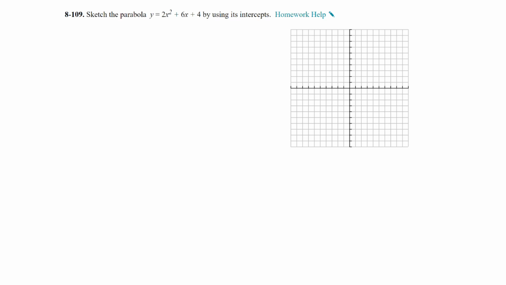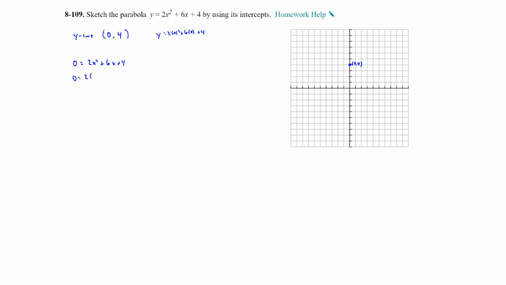Question 109. Sketch the parabola by using its intercepts. So we're going to work through and find the x and y intercepts. We can start by the y-intercept just because that's the easy one to do. By plugging in 0 for x, everything cancels out except for the constant. You don't really need to show this work, but just showing you why it is equal to 4. So we know the y-intercept is at 0, 4. And then to find the x-intercepts, we need to plug in 0 for y and factor that so that we can find the x-intercept.